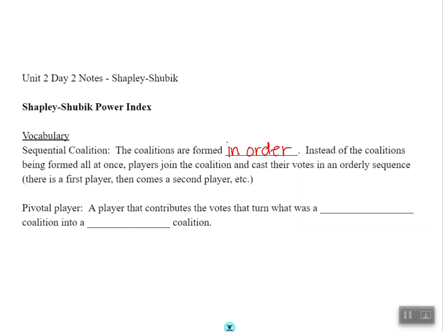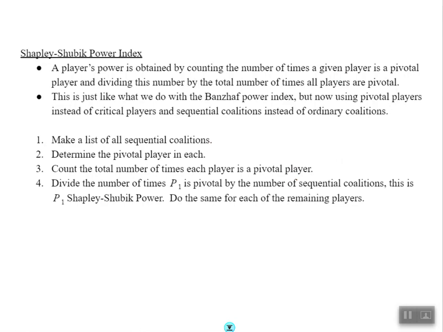In this method, we are concerned with the pivotal player, who is the player that contributes the vote that turns a losing coalition into a winning coalition. So, for this method, the player's power is obtained by counting the number of times that a given player is a pivotal player and dividing by the total number of times that all players are pivotal. This is basically the same thing that we did with Banzhaf, but we're using pivotal players instead of critical players and sequential coalitions instead of ordinary coalitions.